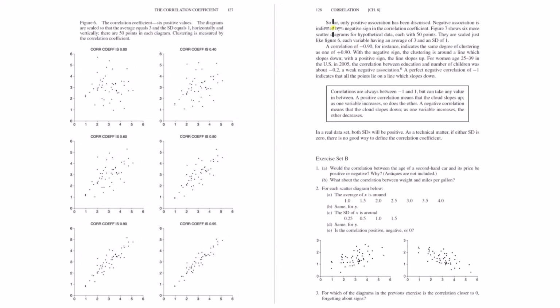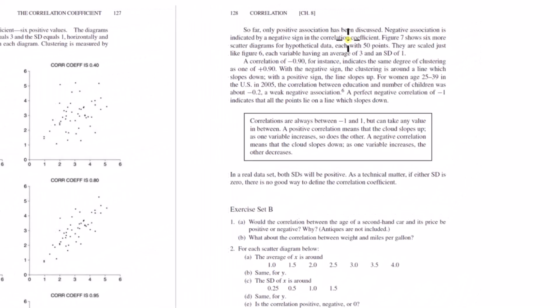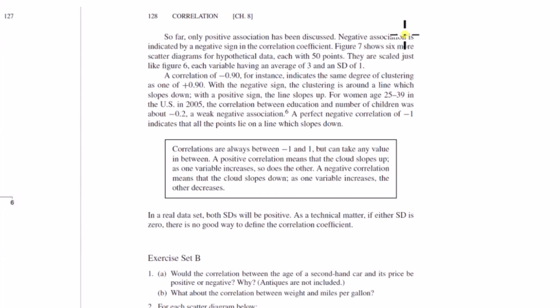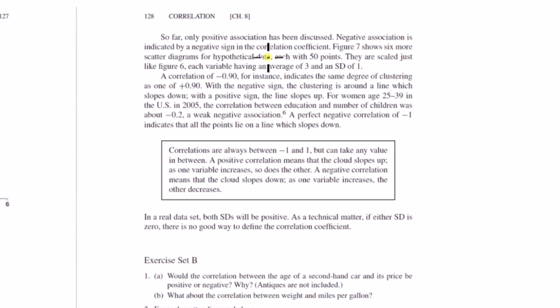Okay. So far, only positive association has been discussed. Negative association is indicated by a negative sign in the correlation coefficient. Okay, so we can have negative correlations. That's going to indicate a negatively sloped line. So with that, the correlation coefficient is going to be between -1 and 1.